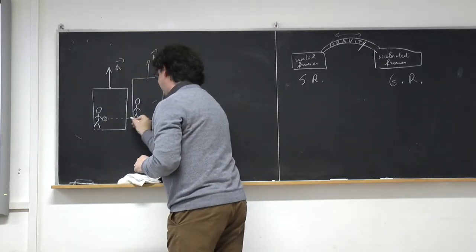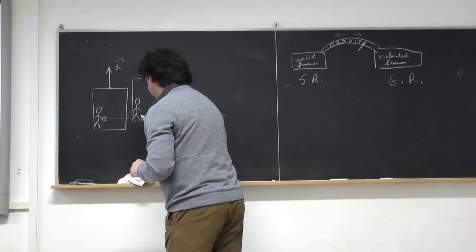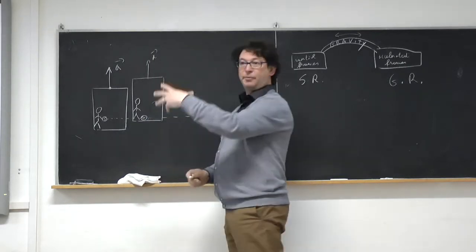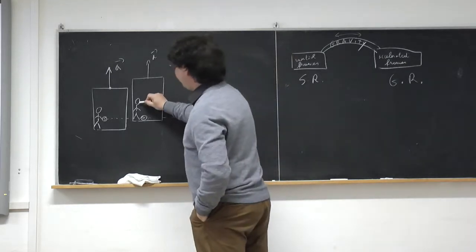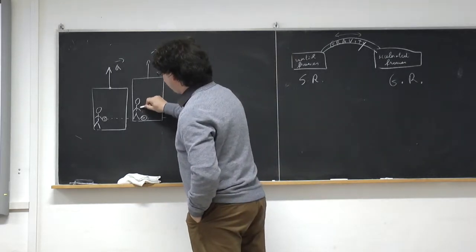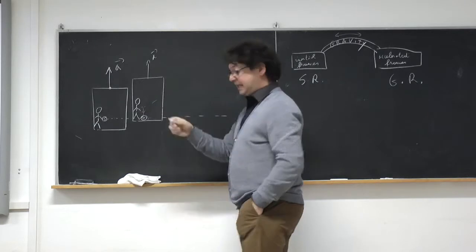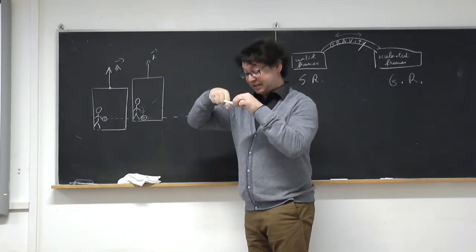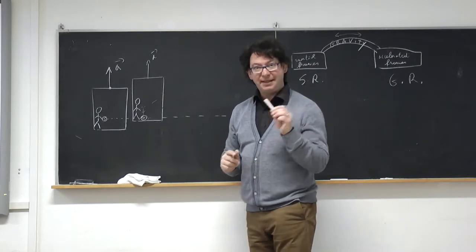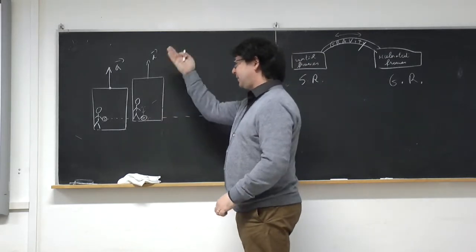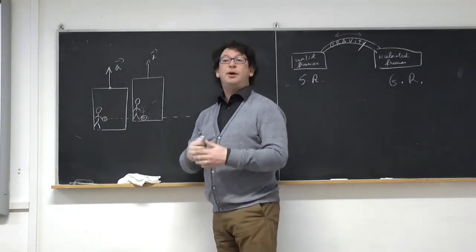So this object here remains at rest from your perspective, from the outside global perspective. But from the perspective of someone who is inside the lift, he sees the object accelerate towards the bottom of the lift, the system. But in reality, it is the bottom of the lift which is accelerating towards the object.